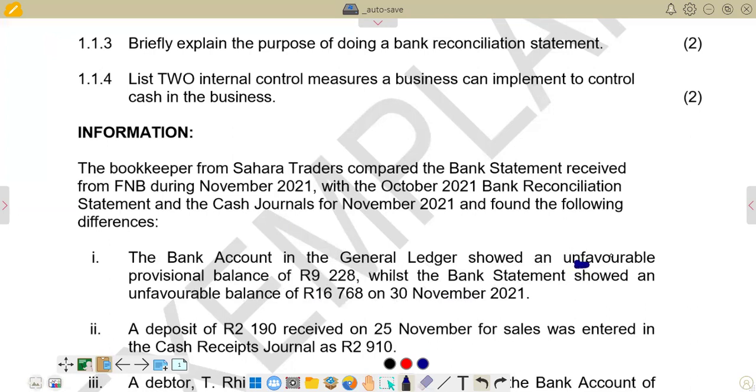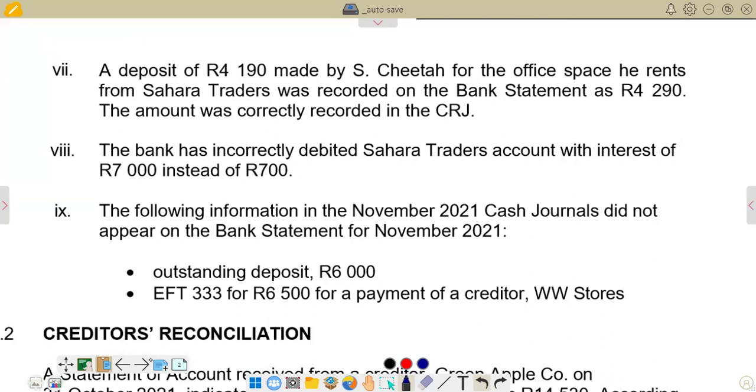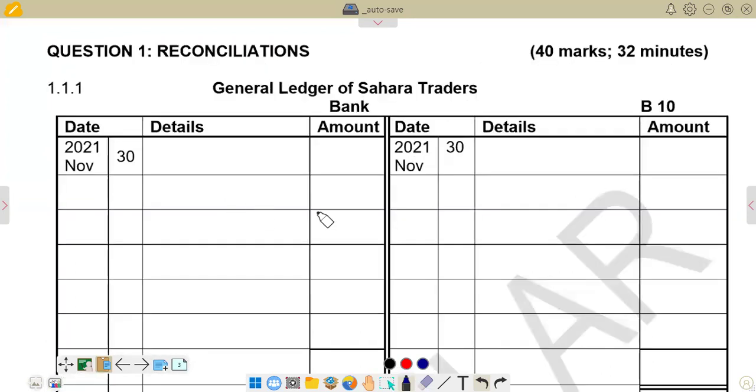So this is a hint that we are given, that it's unfavorable. Remember, when it's unfavorable, it should be a balance b/d on the credit side of the bank account. When it's favorable, we are going to see it on the debit side. In this case, we've got an unfavorable balance, which we are going to put on the credit side as our balance b/d, which is 9,228. So we go to the credit side. That's where we're going to have our balance at the beginning. So we are just going to say balance on the credit side.